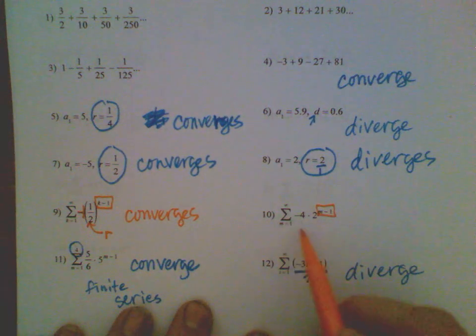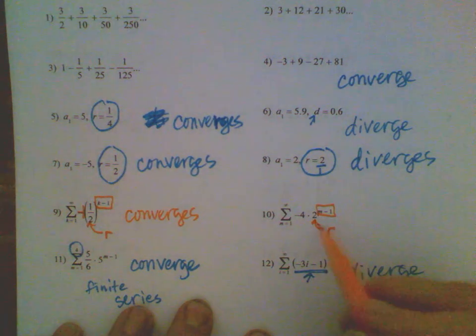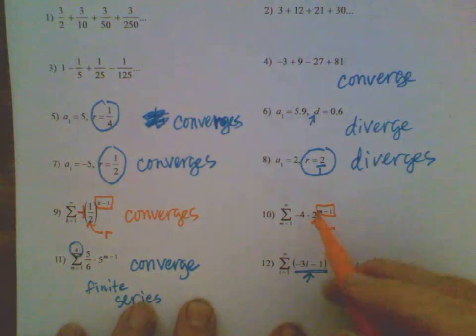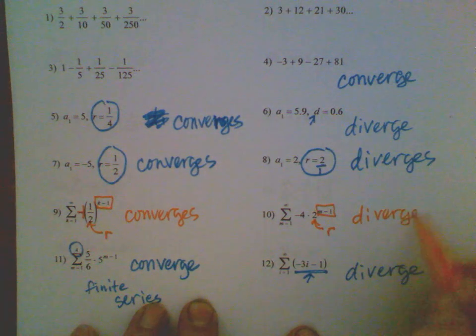In number 10, my first term is negative 4, and my r is 2, and because, again, I have to look at the size of r, absolute r here is greater than 1, that makes this one diverge.